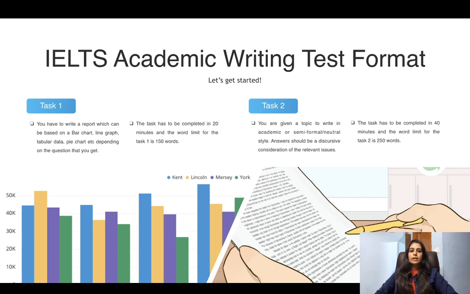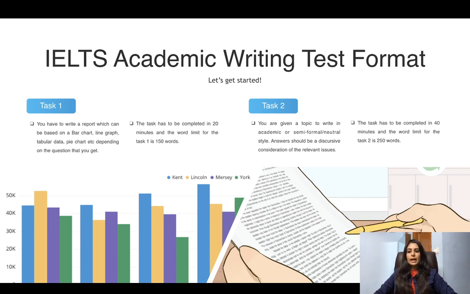Okay, so IELTS academic writing test format. Yet again, there are two tasks here, task 1 and task 2, and the duration of each task is the same, and the word limit is also the same. So task 1 has to be completed in 20 minutes, and you have to write about 150 words in this one. And in task 2 also you have to complete the task in 40 minutes, and the word limit is 250 words. So this is exactly as the GT.